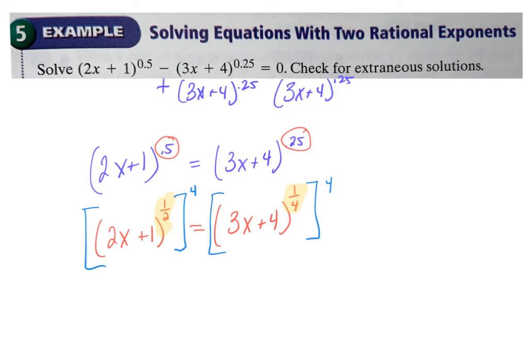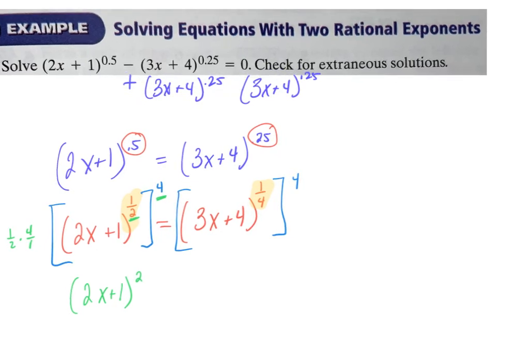Then at this point, I can look at just my properties of exponents. I have a power to a power. What do I do with those? I multiply them. So 1/2 times 4 gives me what? 2. So I get 2x plus 1 squared. All right, that's on that side.